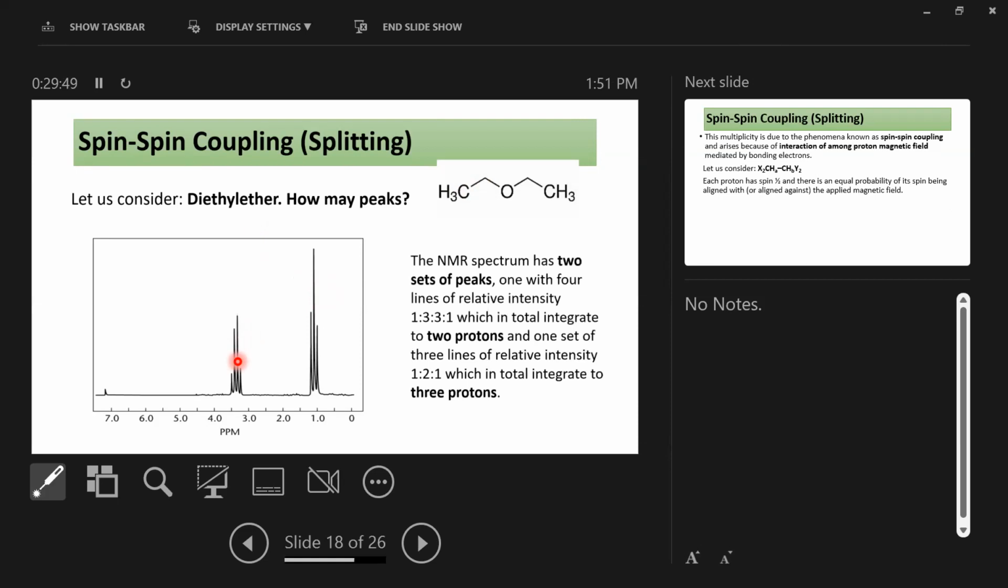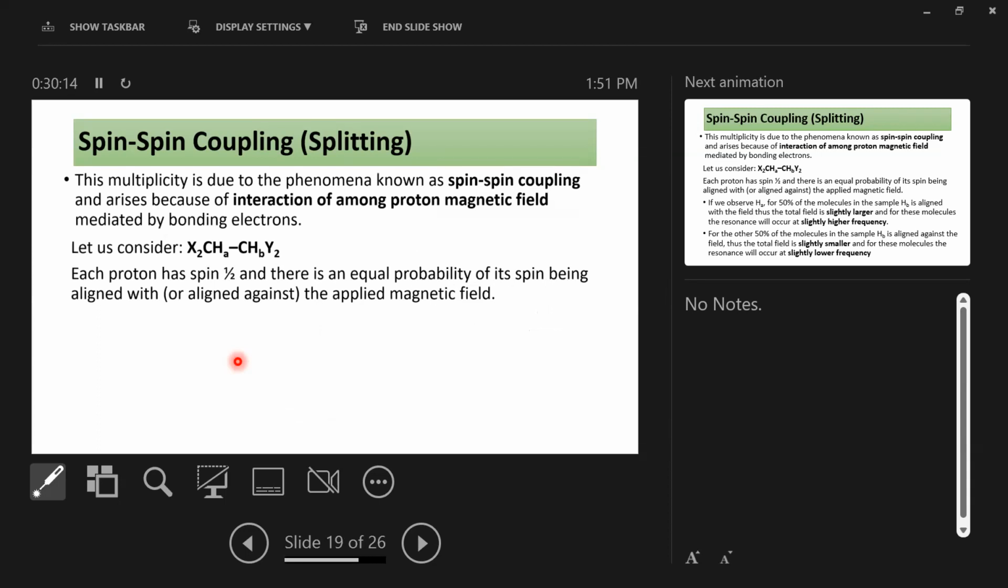All right, so the NMR spectrum has two sets of peaks: one with 4 lines of relative intensity 1 to 3 to 3 to 1, which integrates for 2 protons, and one set with 3 lines with intensity 1 to 2 to 1, which integrates for 3 protons. This is what we're talking about, splitting. The multiplicity is due to a phenomenon known as spin-spin coupling, and it arises because of interactions among the protons in the magnetic field, mediated by the bonding electrons. So let us consider X-CHA-CHB-Y. Each proton has a spin of one half, and there is equal probability of its spin being aligned with or against an applied magnetic field. Does that make sense?